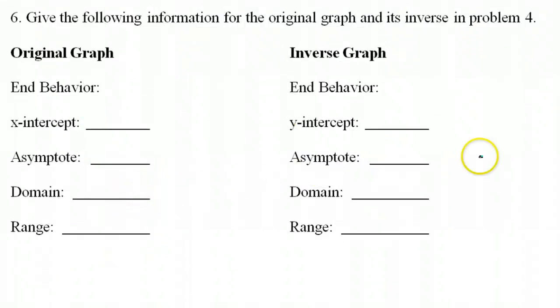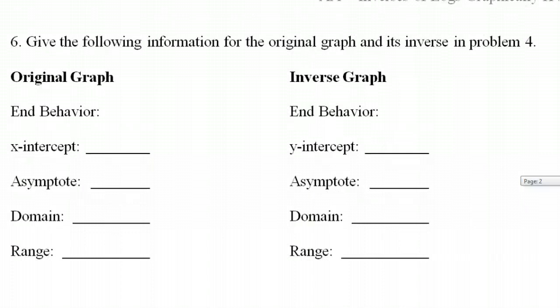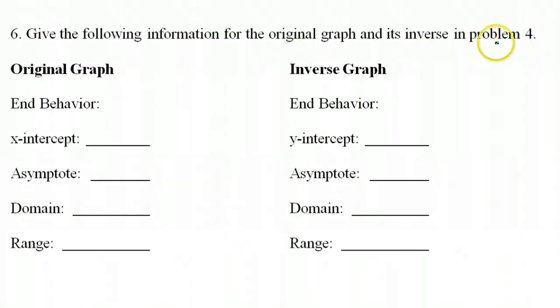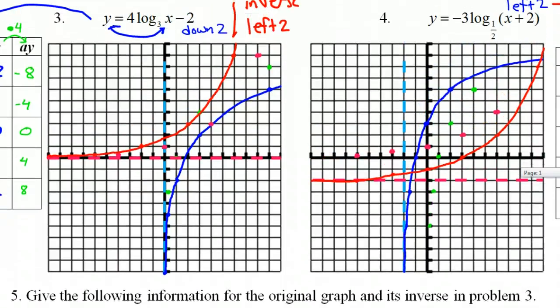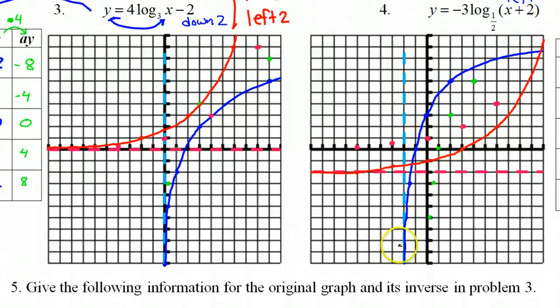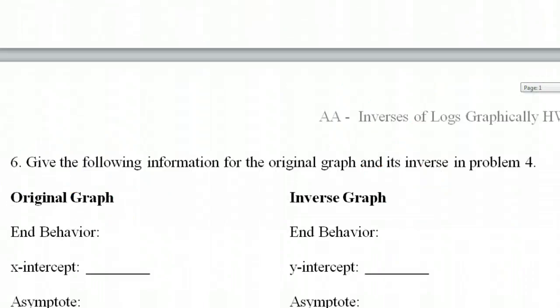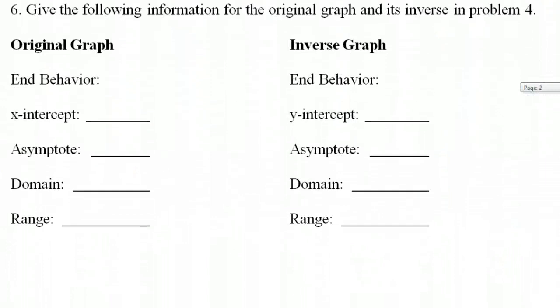All right, for number 6, we are supposed to be looking at problem number 4 to answer this information for the original graph and the inverse. So first the original. Here's number 4 over to the right. The original, remember, was the blue. So end behavior.